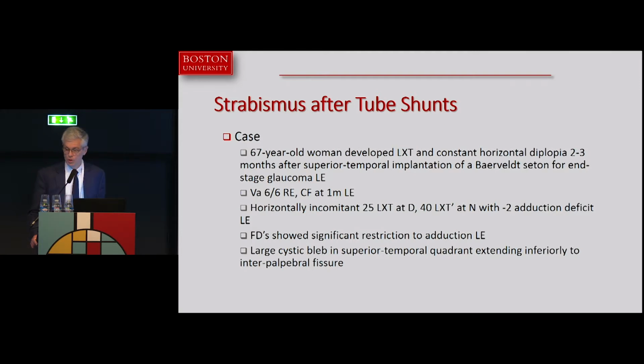For end-stage glaucoma, her vision was very poor in the left eye, but still excellent in the right eye. But despite the very poor vision, she still had constant diplopia. She had a horizontally concomitant exotropia that was worse at near. That doesn't seem too surprising, considering the fact that she had a -2 adduction deficit of the eye with the Baerveldt. And forced ductions performed both in the clinic and in the operating room showed that she had significant restriction to adduction of her left eye.